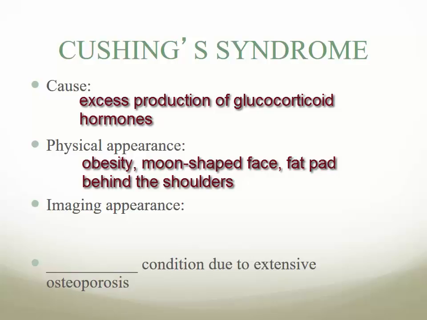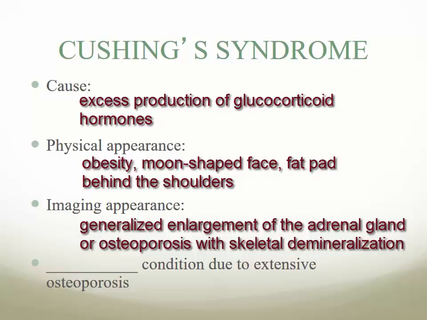Imaging appearance may be generalized enlargement of the adrenal glands. In the skeletal system, it can result in diffuse osteoporosis that causes generalized skeletal demineralization that can lead to the collapse of vertebral bodies, spontaneous fractures, and aseptic necrosis at the head of the femur or humerus. This is considered a destructive condition due to the extensive osteoporosis.